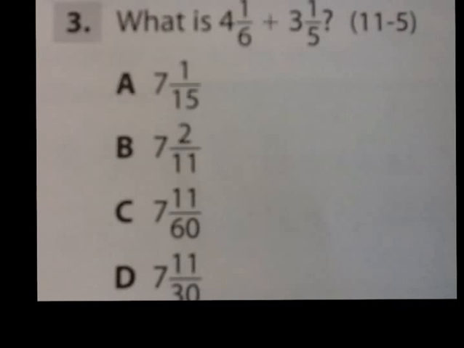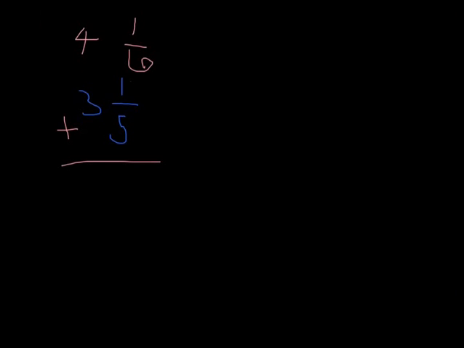What is 4 1/6 plus 3 1/5? A. 7 1/15. B. 7 2/11. C. 7 11/60. D. 7 11/30. This is how you are going to solve the problem 4 1/6 plus 3 1/5.